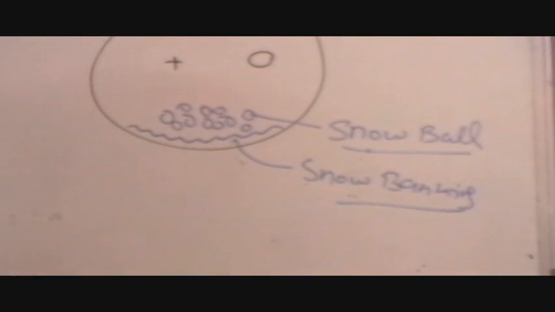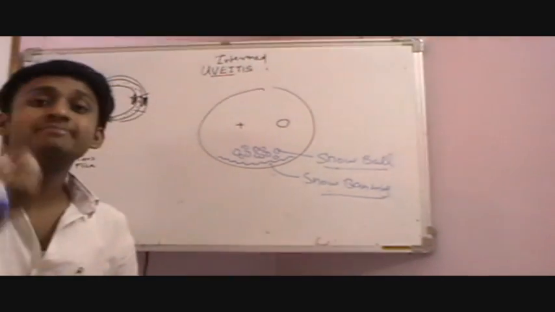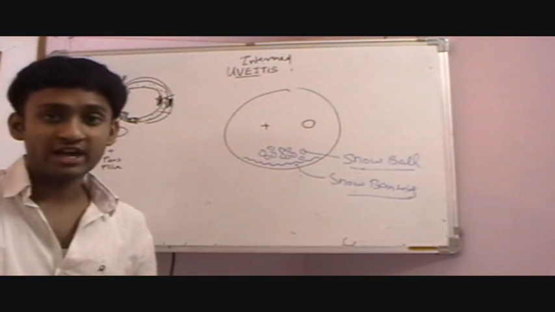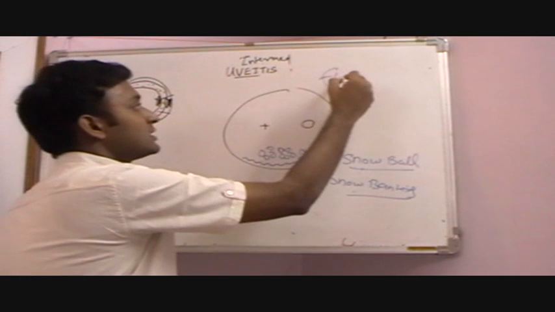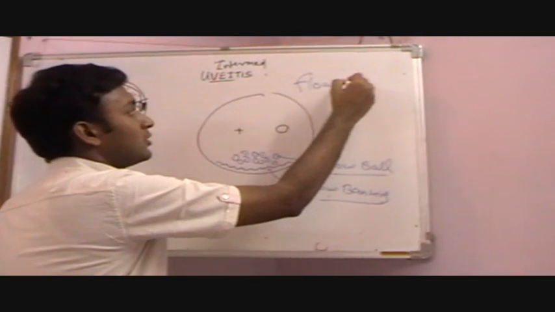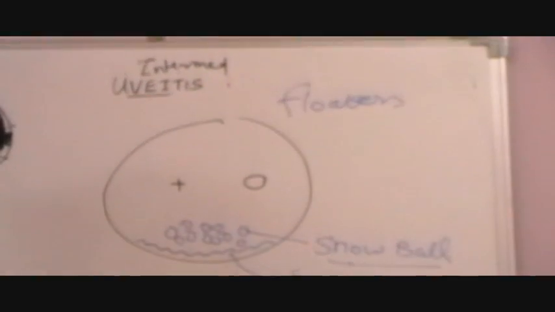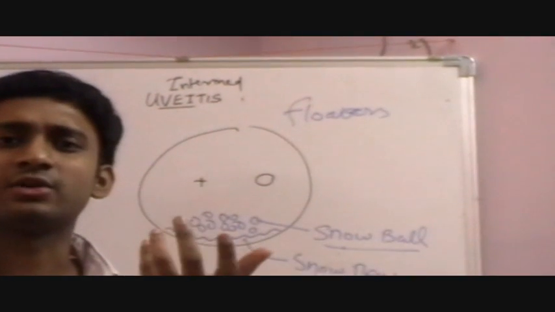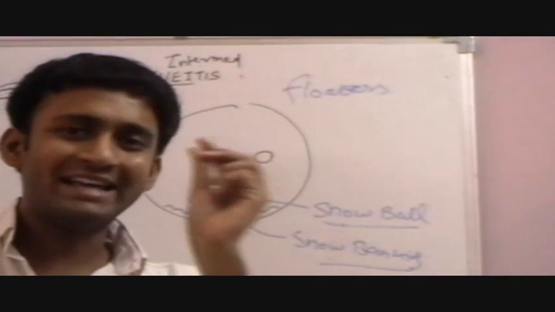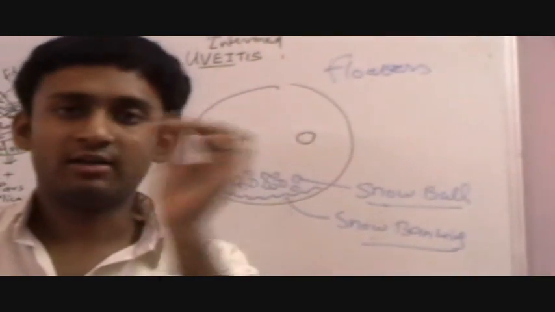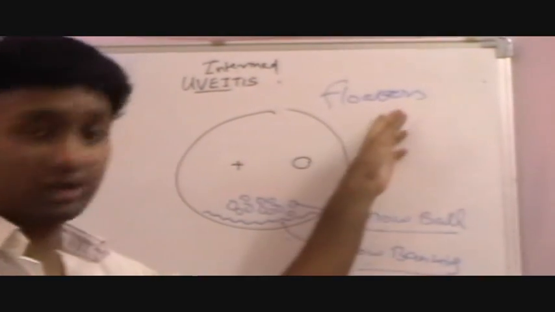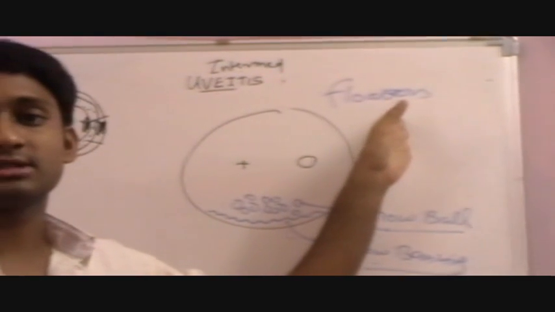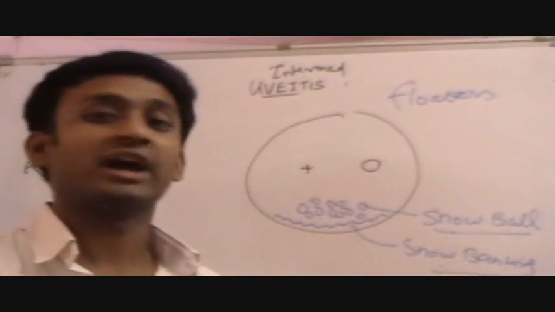What is the classical symptom given by a patient with intermediate uveitis? Floaters. Small, like Musca volitantes, is what we say, no? A small insect-like appearance you will feel moving before your eyes. That is called floaters. It is a classical symptom described by the patient who has intermediate uveitis. That is with intermediate uveitis, okay?